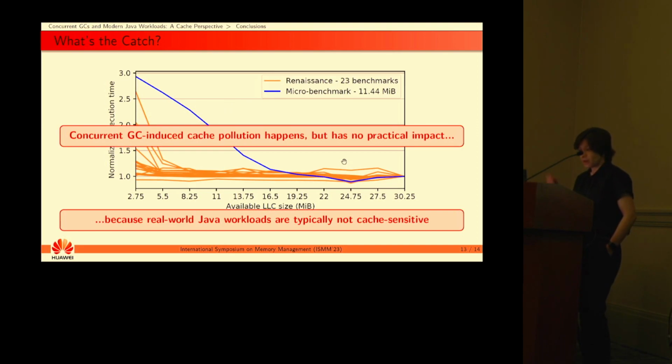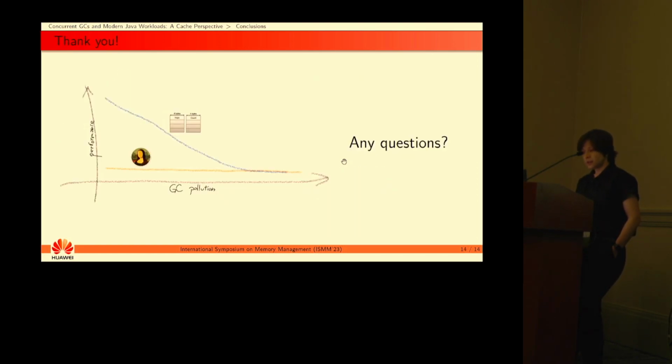And finally, the takeaway here is that, yes, concurrent GC does pollute the cache, and it could have a big impact on the application if the applications themselves were cache sensitive, which they're not. That's it. Thank you very much for your attention. Are there any questions?